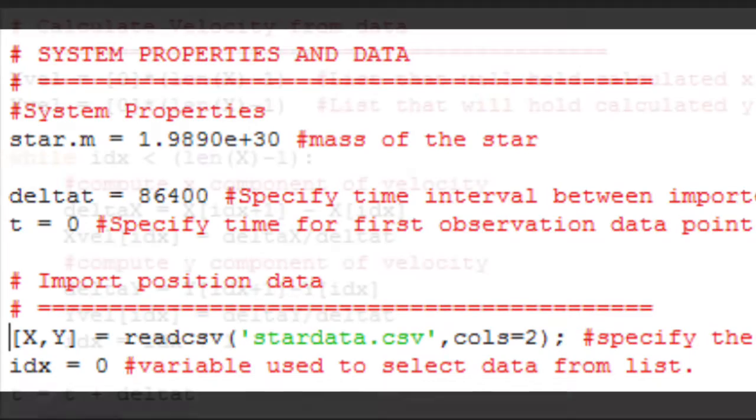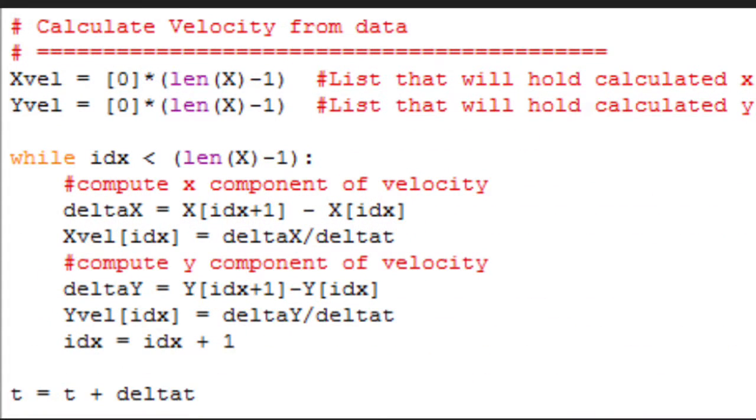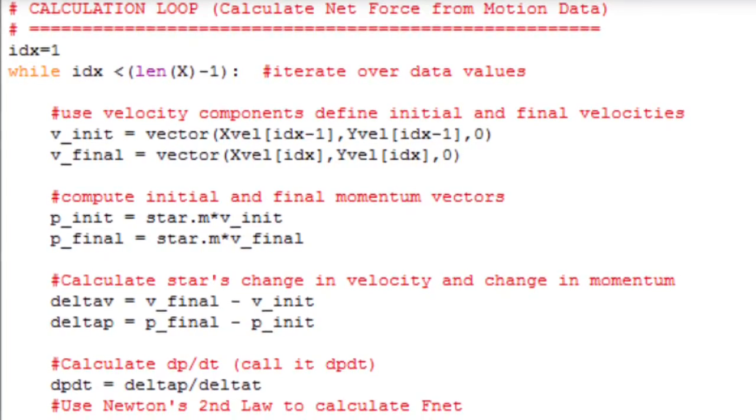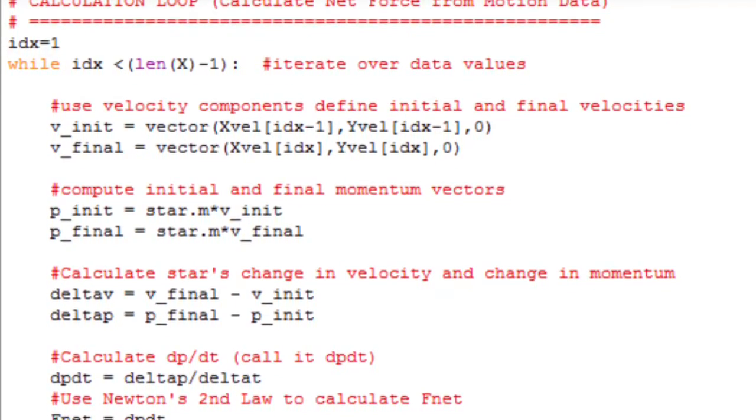So now that we have those given values inputted, we can use them to calculate the velocity of the star at any given point. So at each indexed value for the x and y components of the velocity, we can set that the velocity of each one of those is equal to the change in position in whatever component it is, whether it's x or y, over the change in time. So you'll see the x velocity is indexed at delta x over delta t. The y velocity will be delta y over delta t. So now we have the velocity of the star, which is constantly changing.